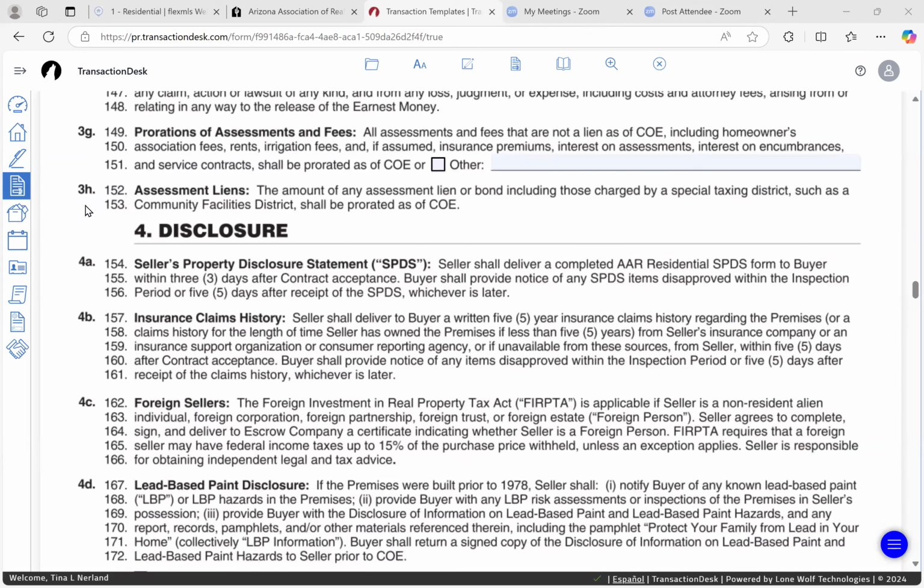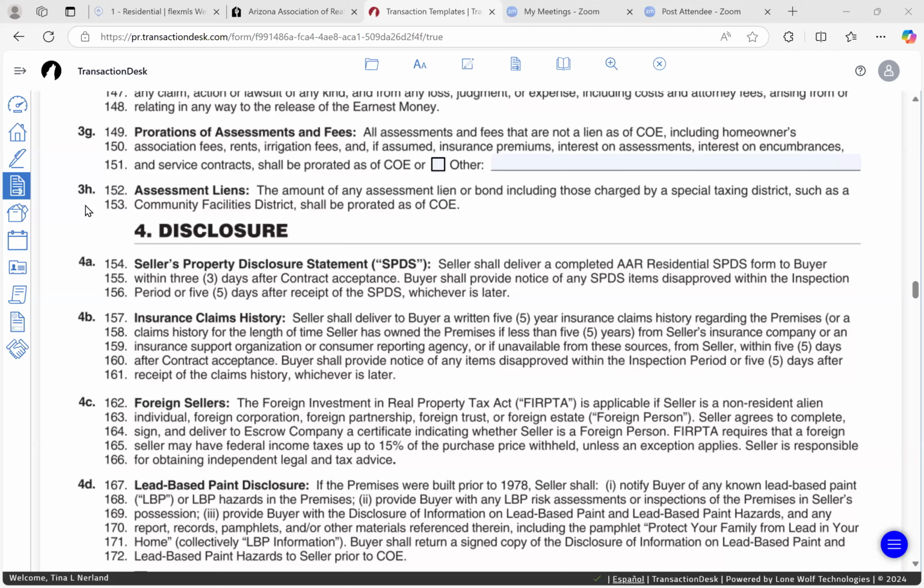Okay, disclosure. Seller property disclosure statement, otherwise known as SPDS. Do not spell it SPUDS. It is not a potato. It is SPDS. And if you're going to use that lingo when you're talking with your clients, you need to explain to them what that means. Just like the BINSR. Nobody knows what the BINSR is unless they're in real estate.